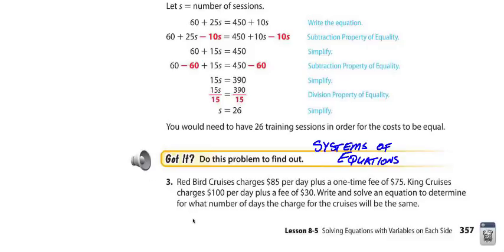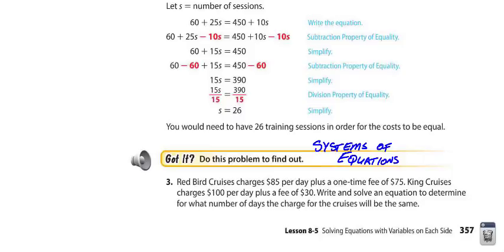Back in the day, we used to use a cell phone as the example. One charges you more per text message, but less per month. But then everybody went to unlimited text messaging, and we couldn't use that anymore.